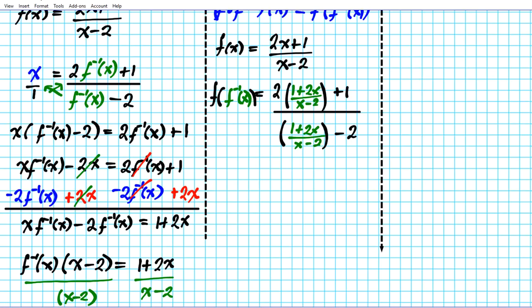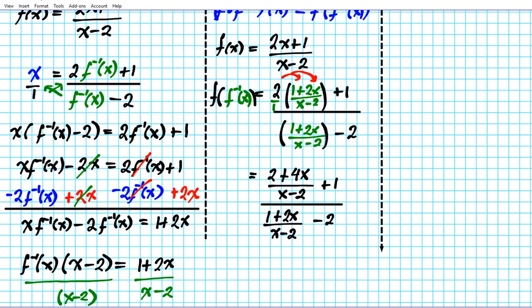Now this 2, imagine as though it's a fraction, 2 over 1, and we can distribute it into this quantity right here. So 2 goes into the numerator and 1 goes into the denominator. When we multiply, we are going to have 2 plus 4x divided by x minus 2 plus 1. And the denominator remains the same. There isn't any coefficient in front of the parentheses to distribute into the quantity. So we just have 1 plus 2x over x minus 2.